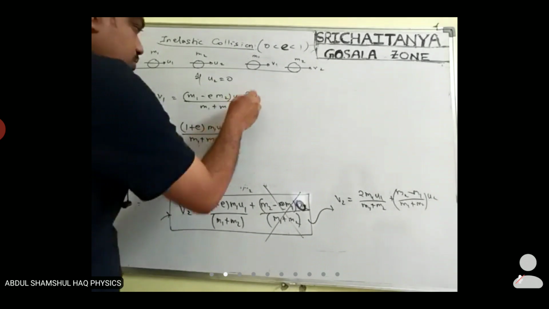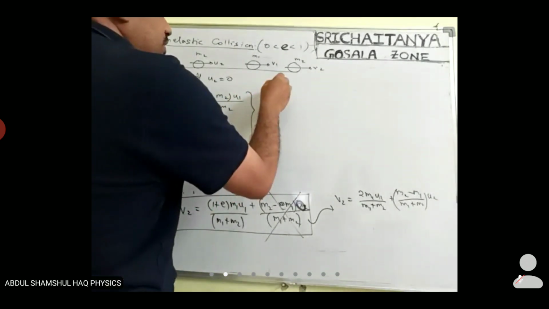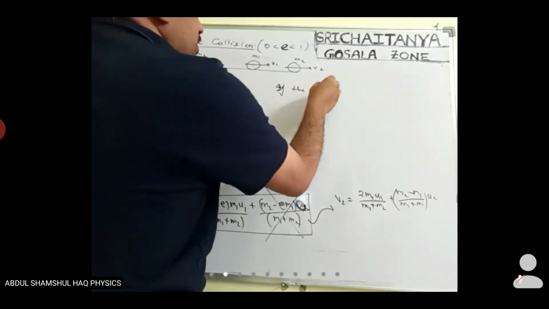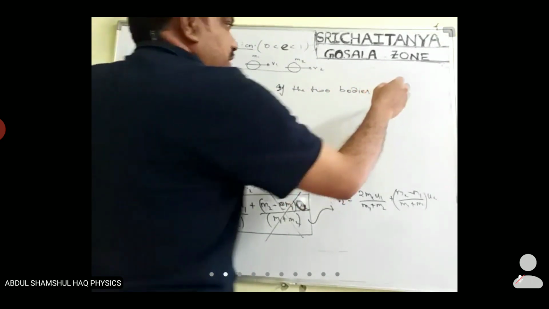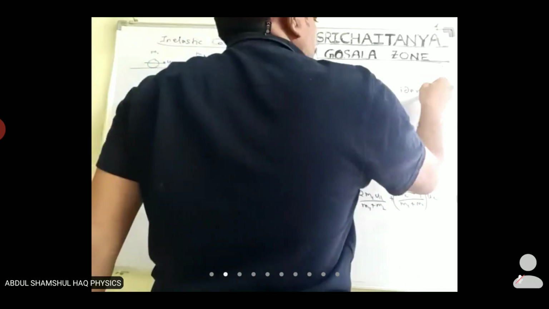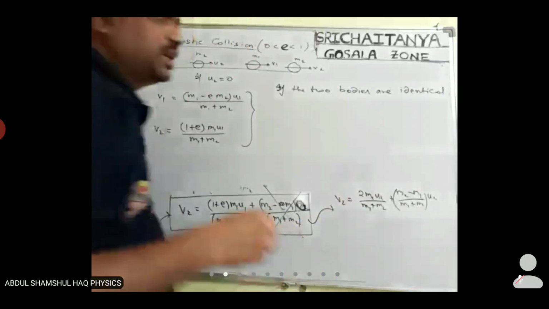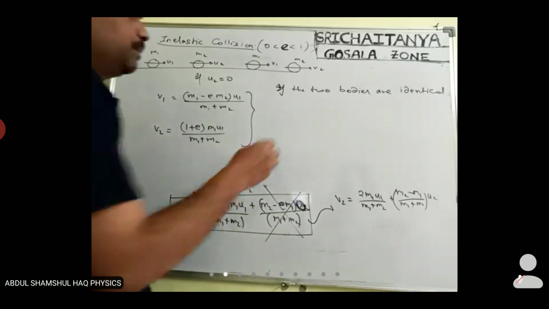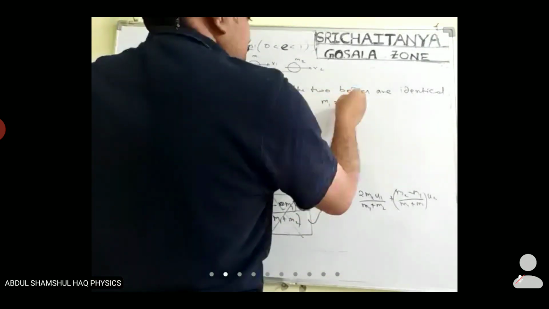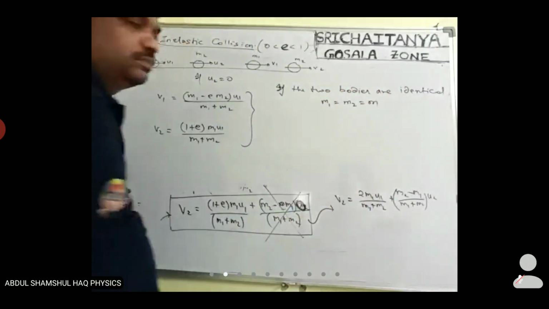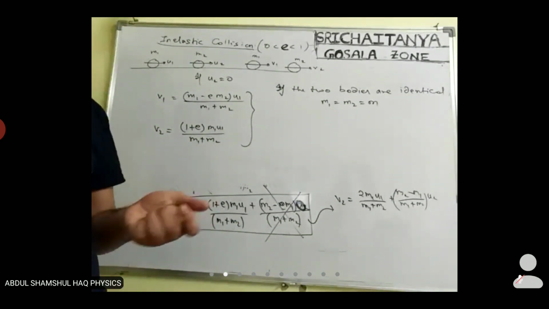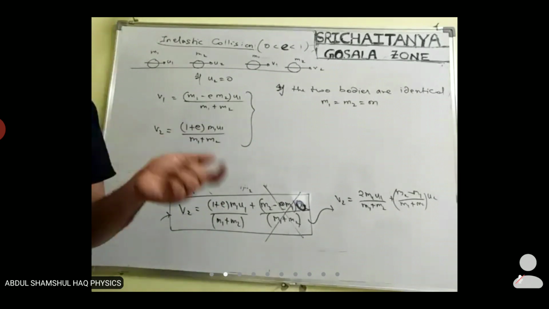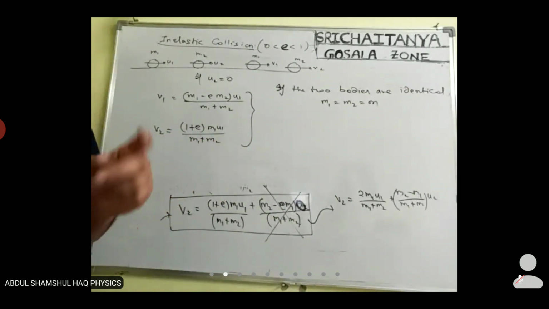In a special case, students, if the two masses are the same, if the two bodies are identical, this means that M1 equals M2 equals M. Both the masses, the materials will be the same, the size will be the same. Material same means density will be constant. Size same means radius and volume will be constant. So density times volume, mass, will also be constant.